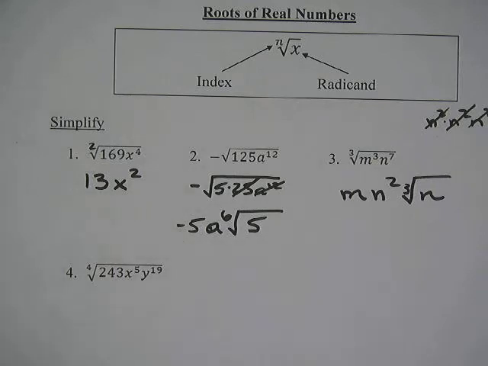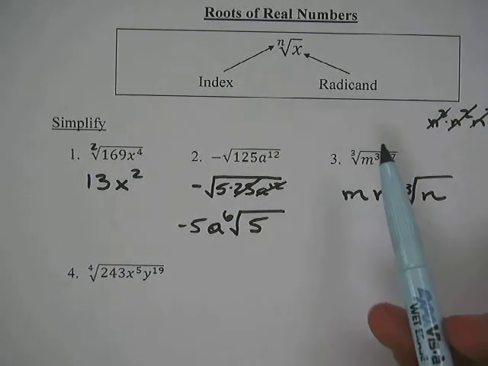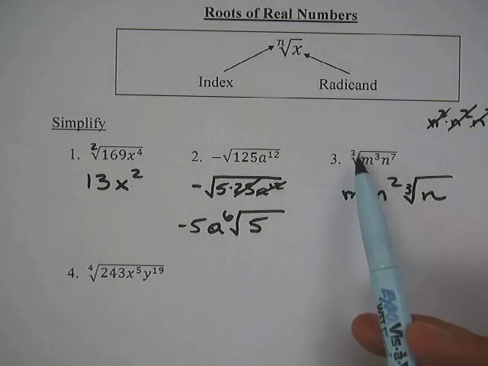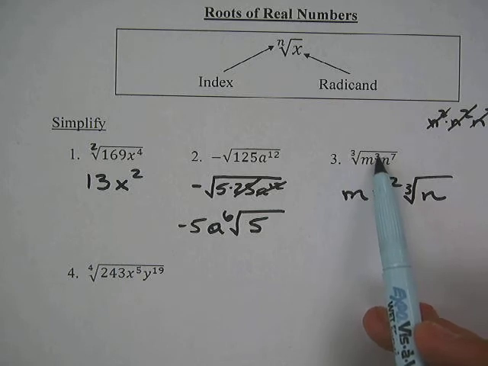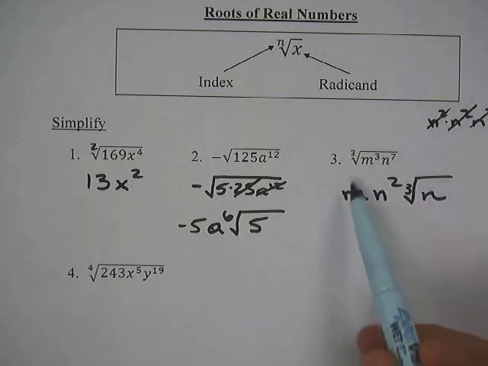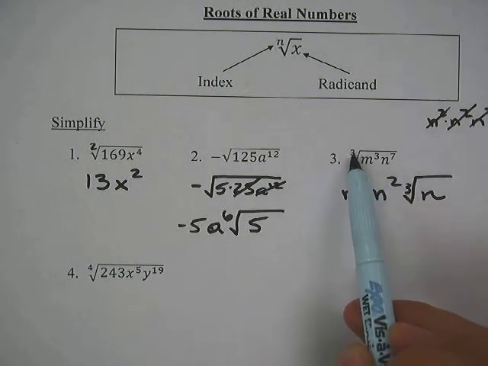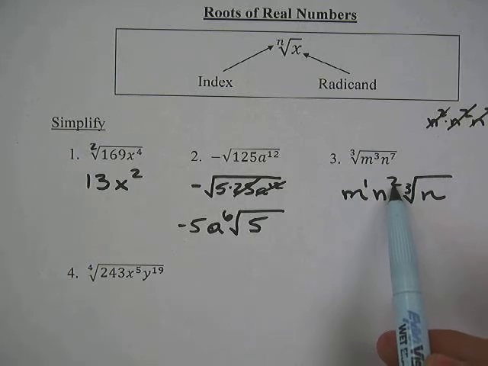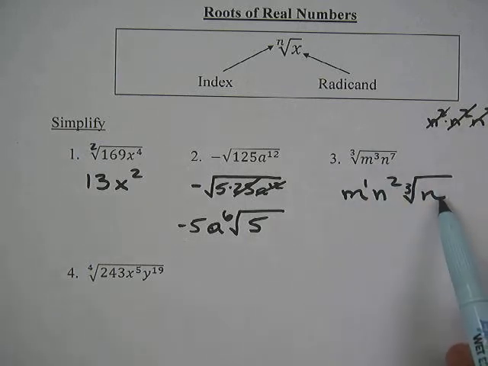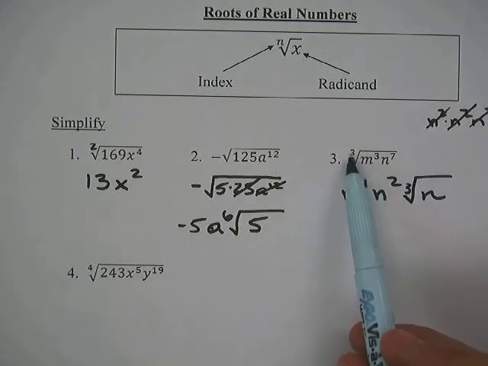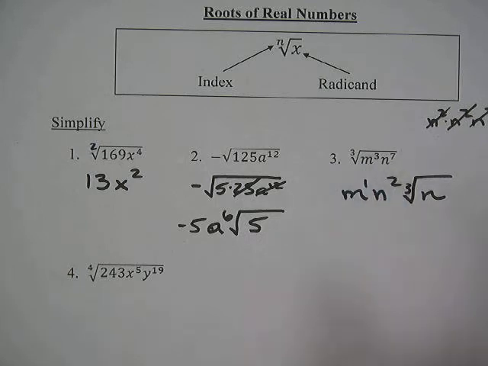Now, a helpful hint or an easy trick: whenever you're taking a root of a variable, an easy way to do it is just to divide the index into the exponent. So for instance, 3 goes into 3 once evenly, so the cube root of m to the 3rd is m to the 1st. With 3 and 7, 3 divides into 7 twice, but then there's 1 left over, so that's why there's an n left over right here. So that's a nice, easy trick.